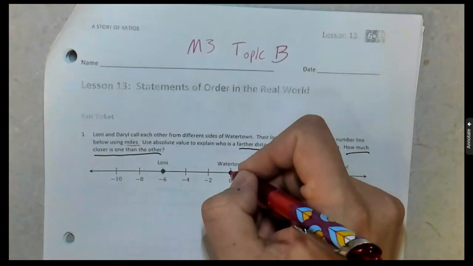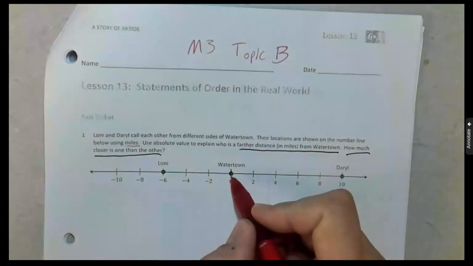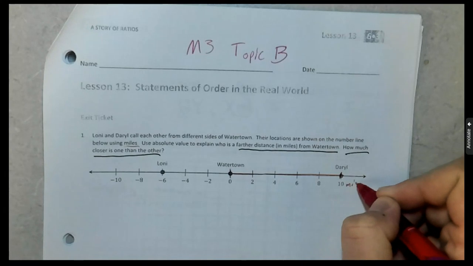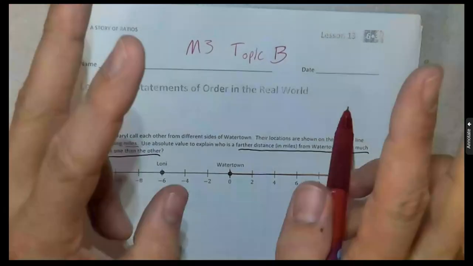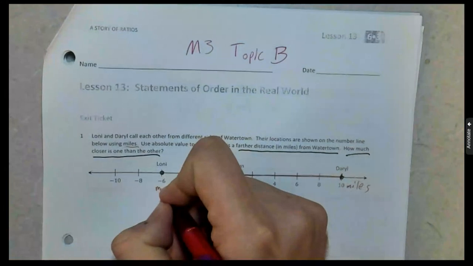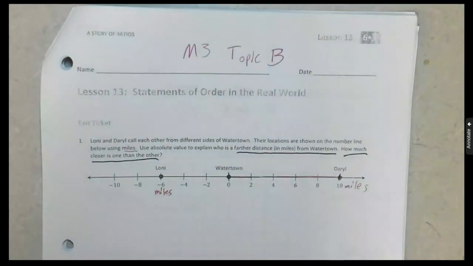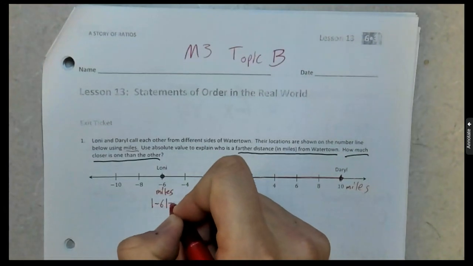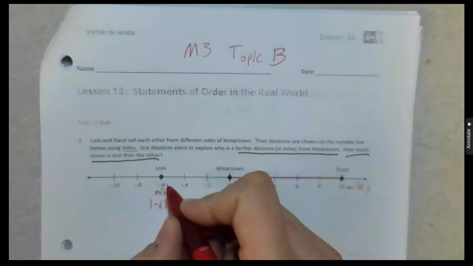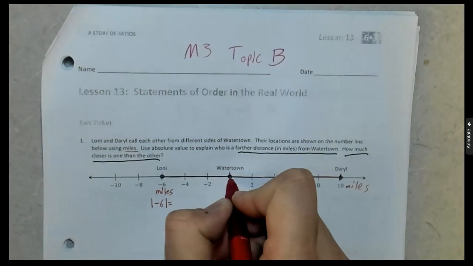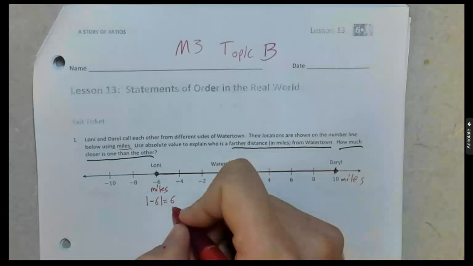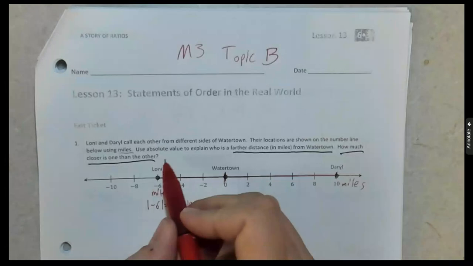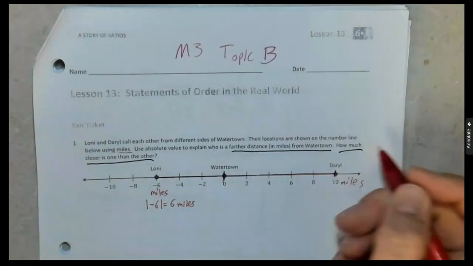So we've got Watertown here at 0, and we've got Daryl, who is 10 miles away, and we have Lonnie, who is -6 miles away. But let's really think about that. Can you be -6 miles away? No. So really, you find the absolute value, or distance, from -6 to 0, and she is actually 6 miles away. So use absolute value to explain who is a farther distance from Watertown.